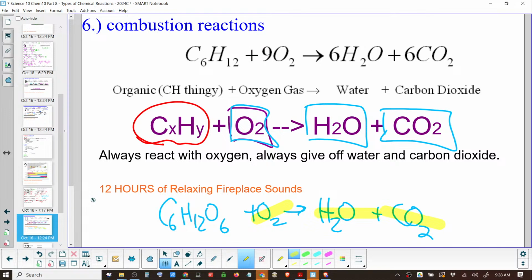I said we're only doing those types, so it'll be the simplest types. But if you had things like sulfur and nitrogen in there, in addition to CO2, you would get like NO2 or N2O4 and SO3 and other gases that also have oxygen in them. But we're only going to do the simplest type.